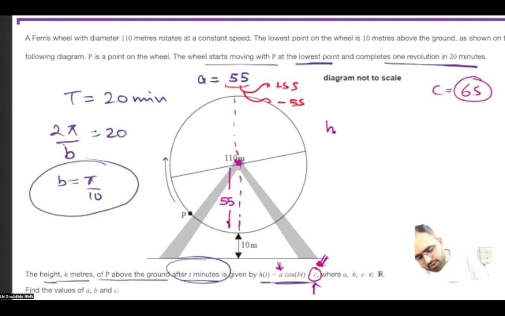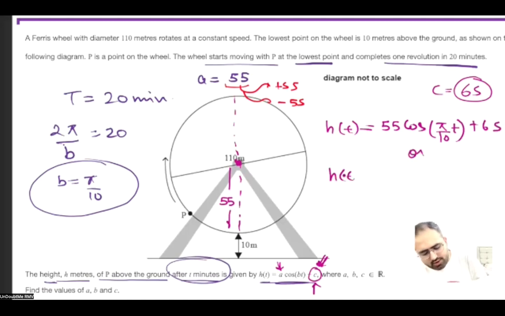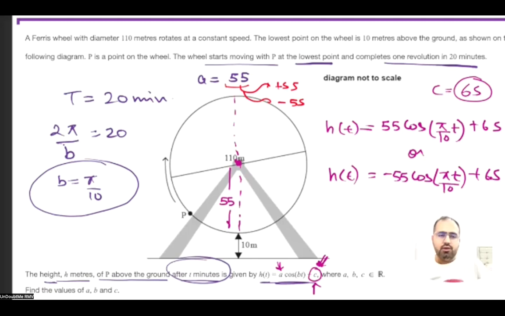So till now, what we have is height is equal to 55 cos(pi/10 t) plus 65, or, we have not come to the conclusion yet, so I'm writing both. Whether it will be plus 55 or minus 55, how do we decide that? That is the question. Either of them could be correct. So which is correct, and more importantly, why?